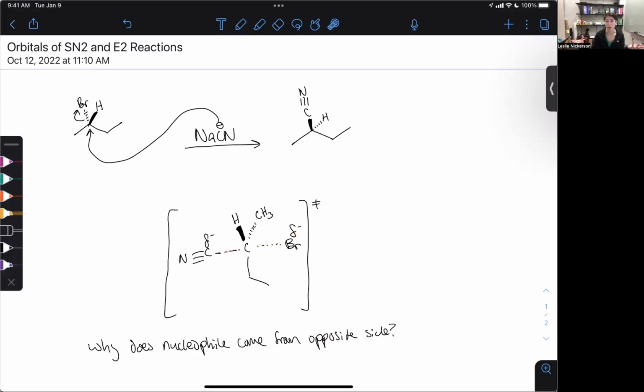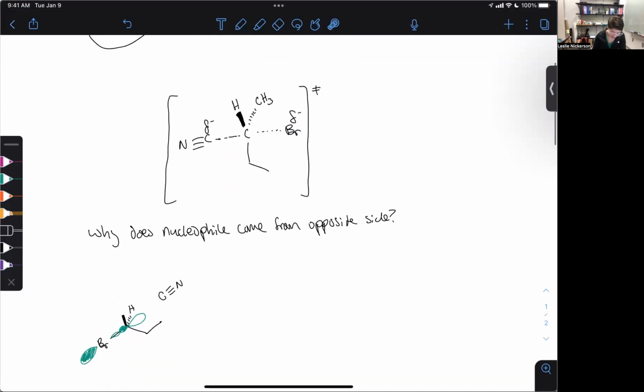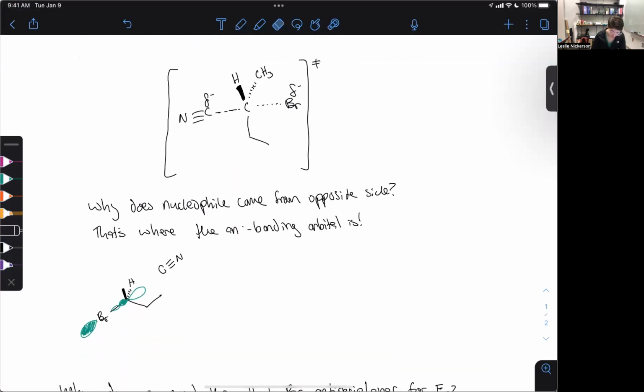in terms of keeping your electron density spread out, making sure that you don't have atoms running into each other. So you can kind of pick that up from the transition state that we want to have these two things on opposite sides, right? But there's also an orbital reason that we want to be coming from the opposite side of the leaving group, okay? That all comes down to orbitals, okay?